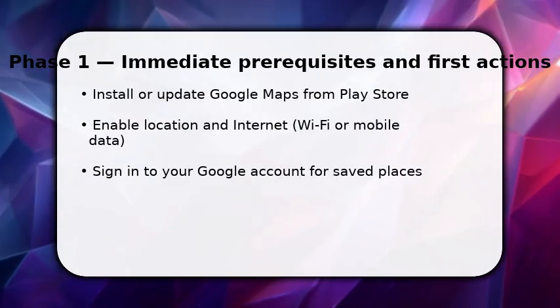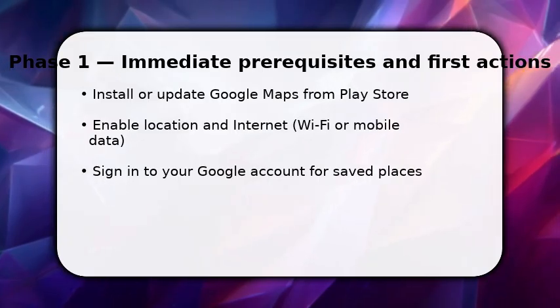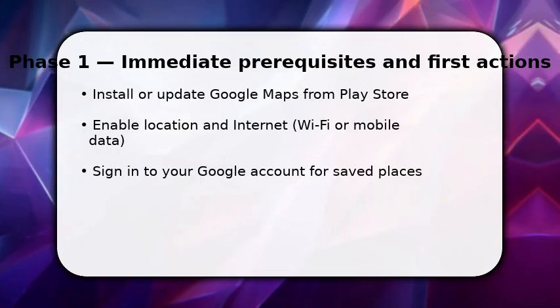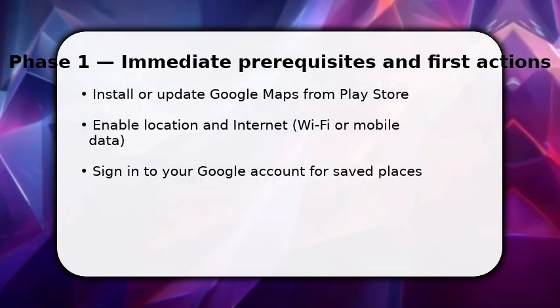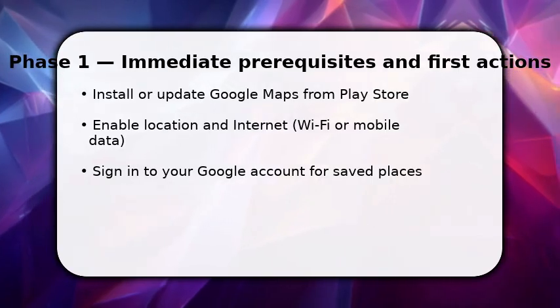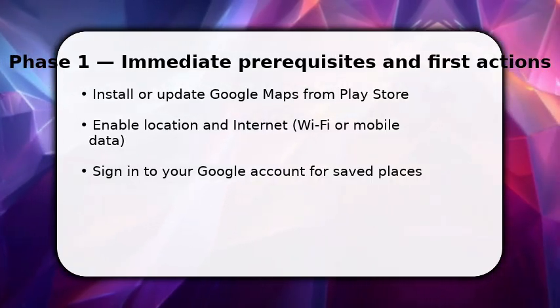You'll start by confirming a few essentials so the feature runs smoothly. Make sure Google Maps is updated, your Android has location and internet on, and you're signed into your Google account. Once done, open Maps and search the address or place name you want to view. This gets you to the exact pin quickly.